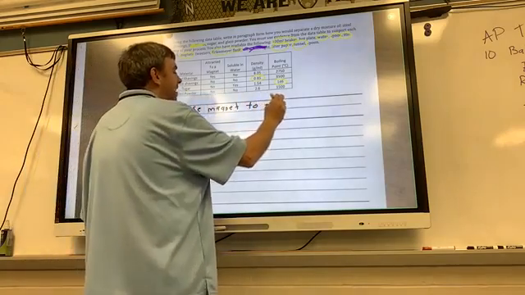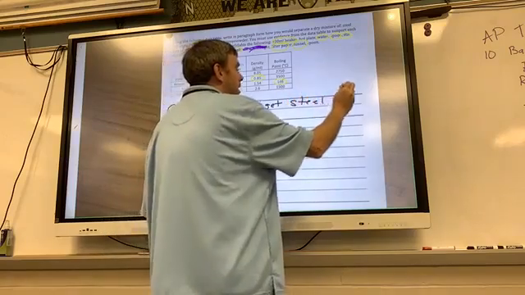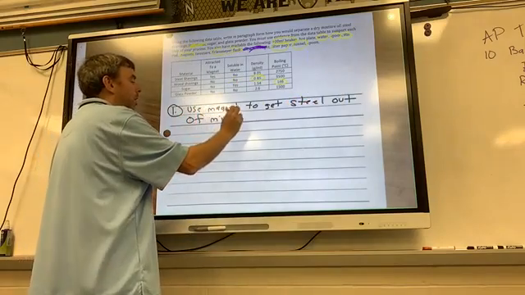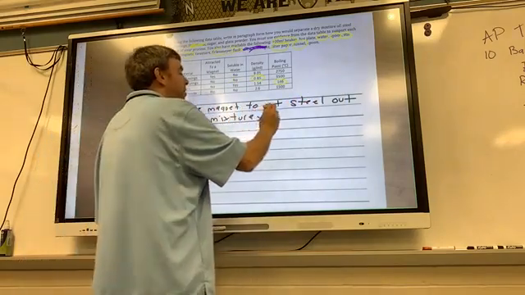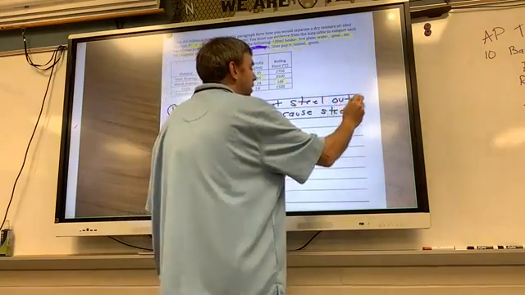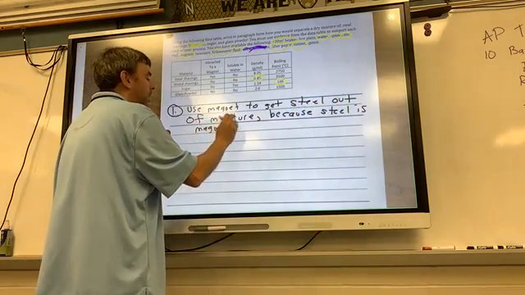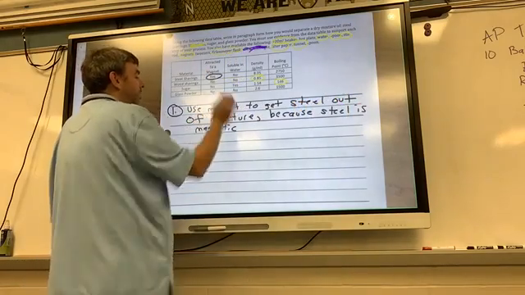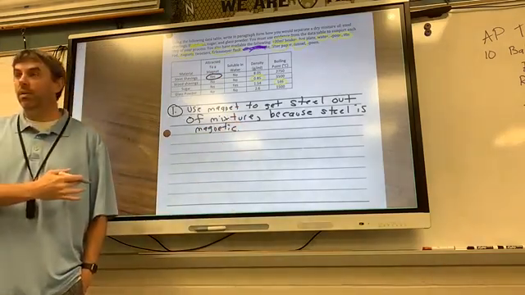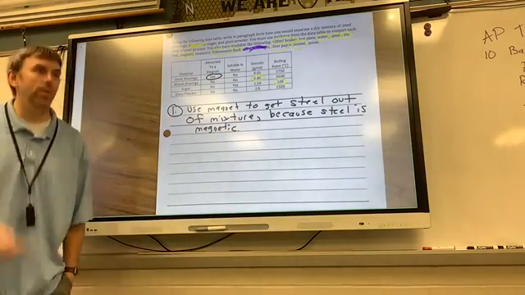to get steel out of mixture, comma, because steel is magnetic. Steel is attracted to a magnet. So do you see how I said what we're going to do and why? Yes? Okay. Try to come up with step 2 on your own now.